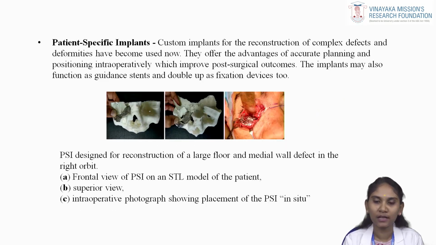Patient specific implants are used nowadays for the reconstruction of complex defects and deformities. They offer good advantages of accurate planning and positioning intraoperatively, which improve the post-surgical outcomes. The implants may also function as a guidance stent and double up as fixation devices too. See here, this is a patient specific implant for a floor defect and medial wall defect on the right side of the orbit. Here there is a frontal view of the patient specific implant, and the white one is a stereolithographic model of the patient. This is the superior view. This is an intraoperative picture demonstrating the placement of the patient specific implant in situ.